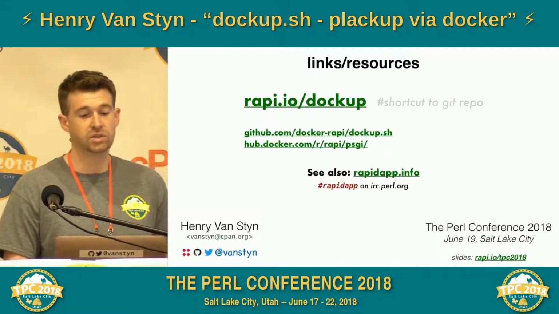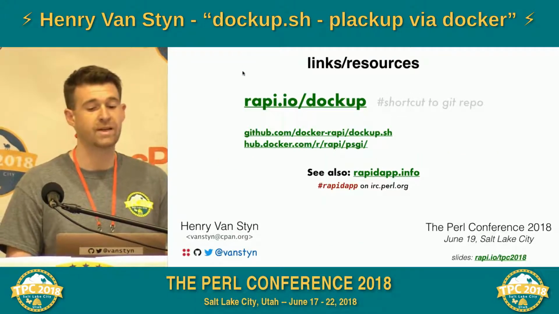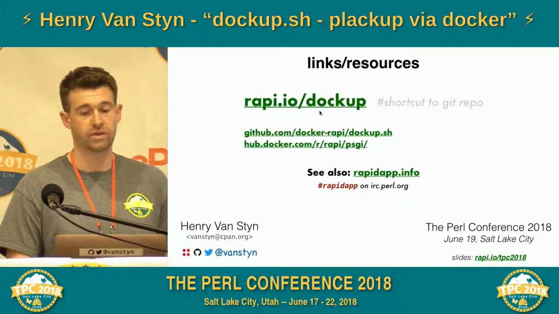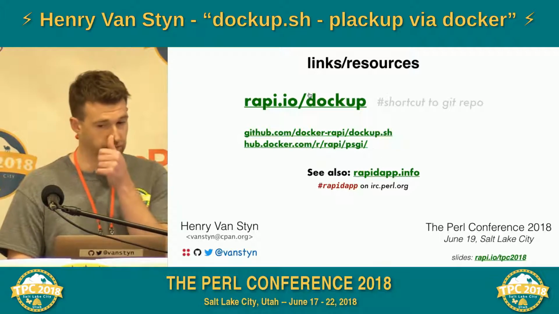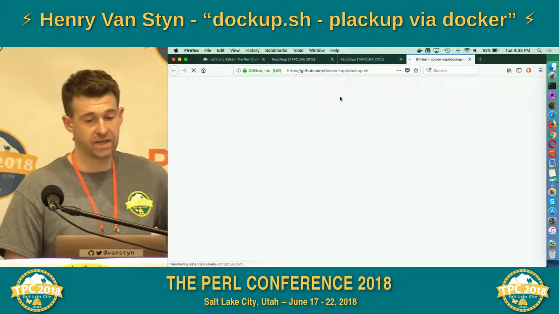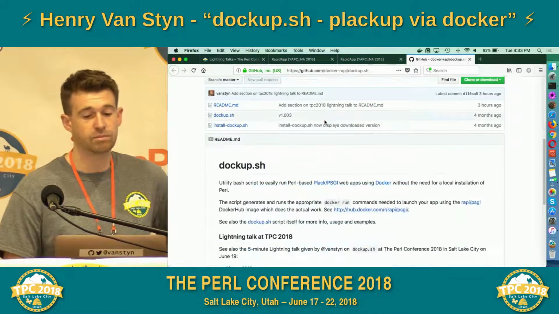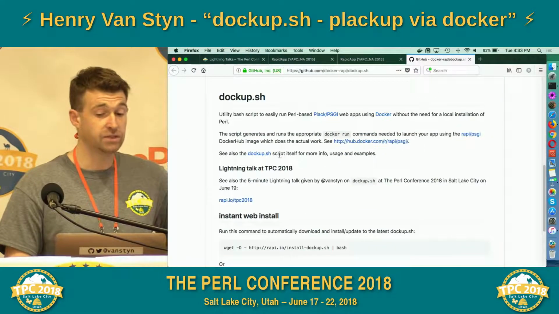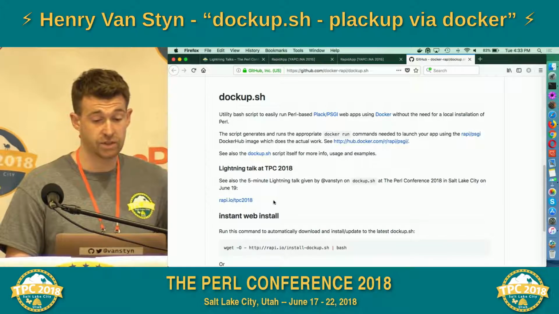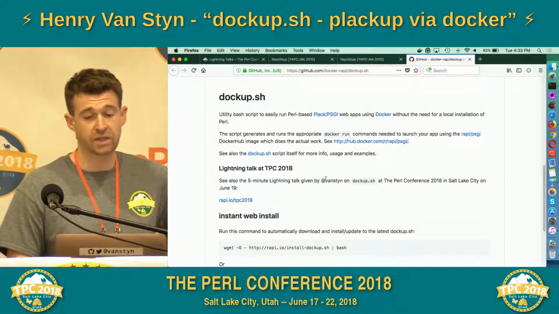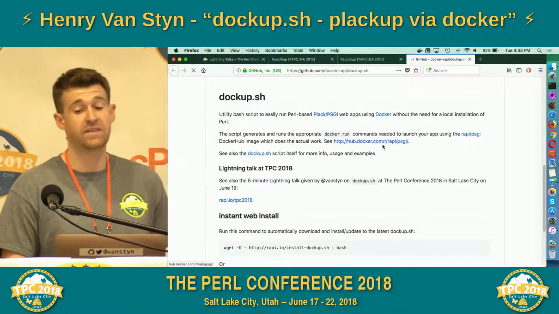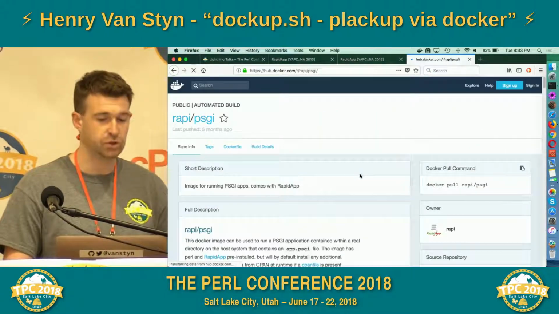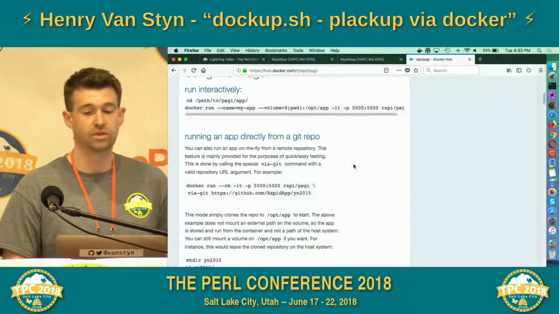So here are some links and resources. You can find everything through rappy.io/dockup. That'll actually take you to the Git repo, and then these other links here, which are the repo link and the Docker Hub link, can be found through there. So if we pull that up, here's the Git repo, and there's a README that has plenty of information in here, including the links to the slides, rappy.io/TPC2018, and other information, links to the Rappy PSGI on Docker Hub, which again, is the thing that does the heavy lifting, and it has lots of features and capabilities to be able to let you do all sorts of things.